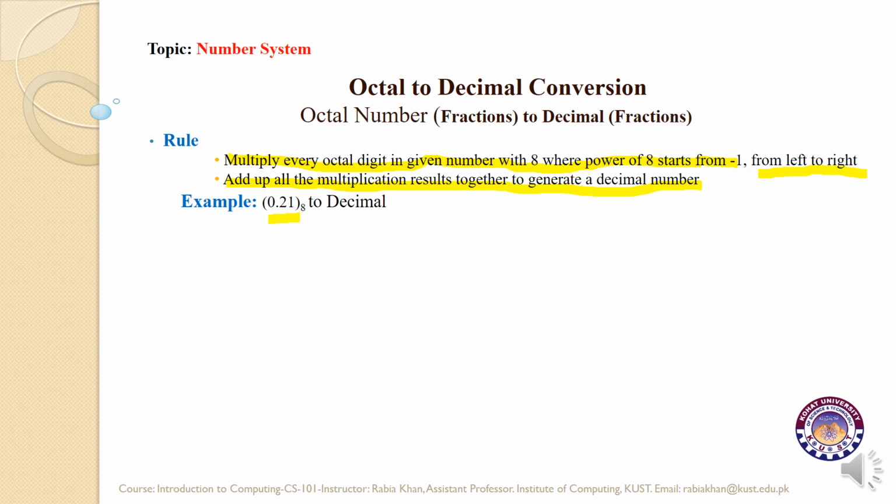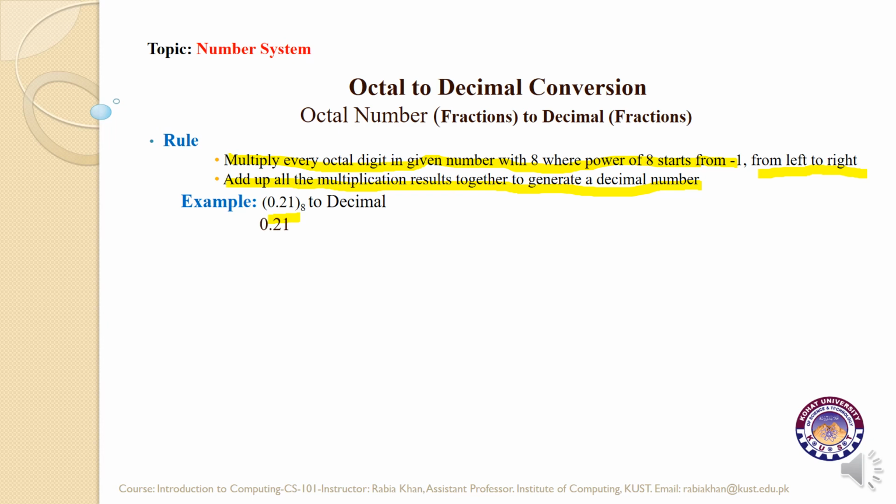But for your convenience, as I said, just focus on the decimal point. The integer side multiplication will start from right to left, while the fractional part multiplication will start from left to right. So one goes from right to left, and another goes from left to right. So how can we do it? This is the number 0.21.